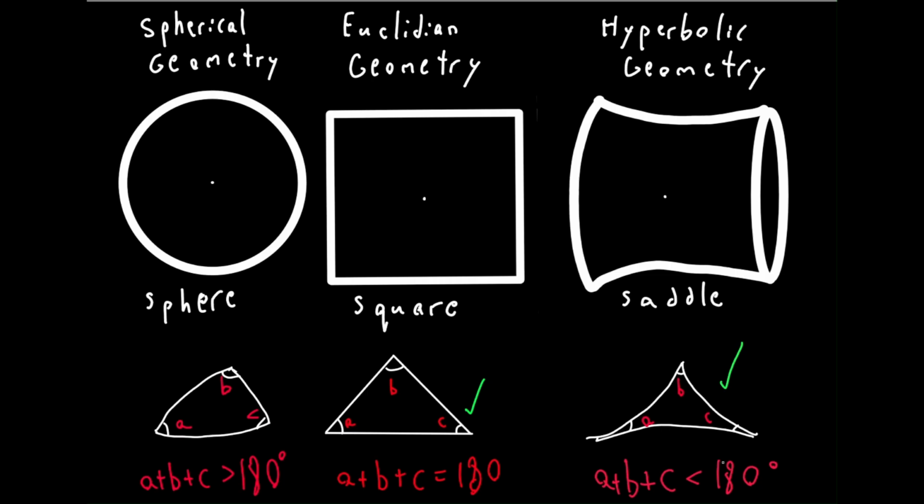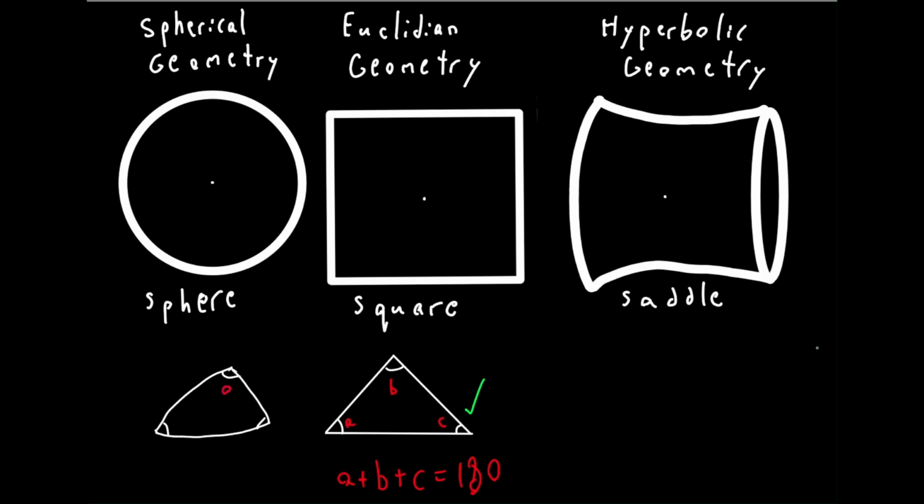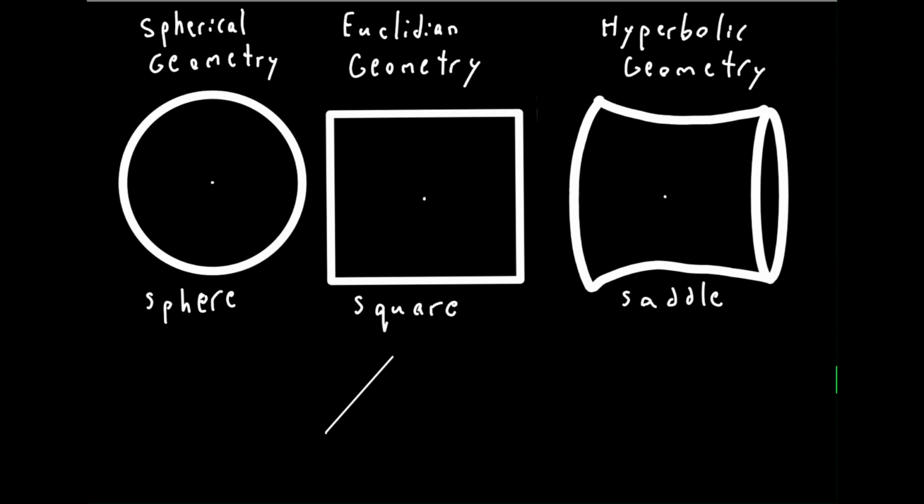But that begs the question, could A plus B plus C equal 1 over infinity? Yes. Yes, it can. Could it be negative infinity? Well, we'll get to that another time.